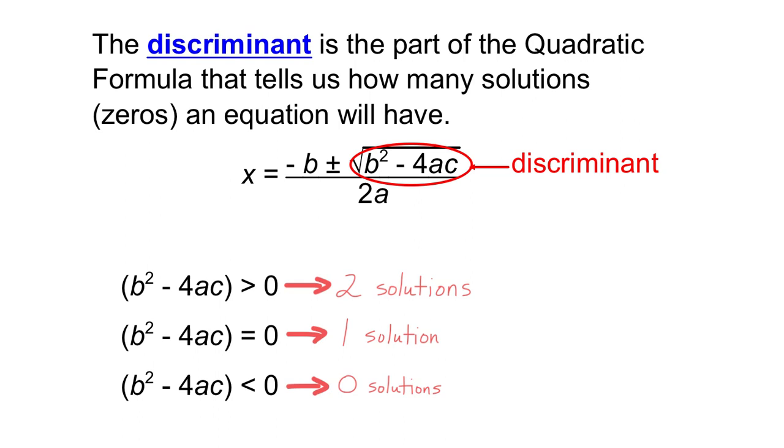But if that discriminant is less than 0 or negative, well, you can't take the square root of a negative value, so you're going to get a math error. All this simply means is that there are 0 solutions. There's no real numbers that give you an answer to that equation. So just keep this in mind. If the discriminant, the value underneath your square root, is positive, you're going to have two possible answers for x. If it's 0, you're going to have one answer for x. And if it's negative, you're not going to have any answers. You just can't solve that equation.